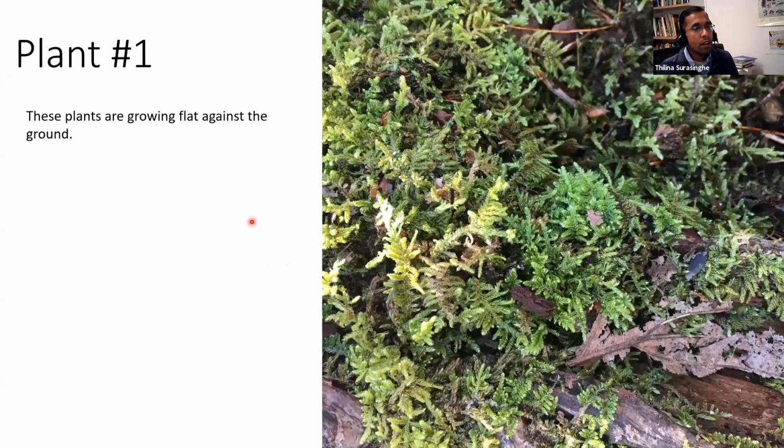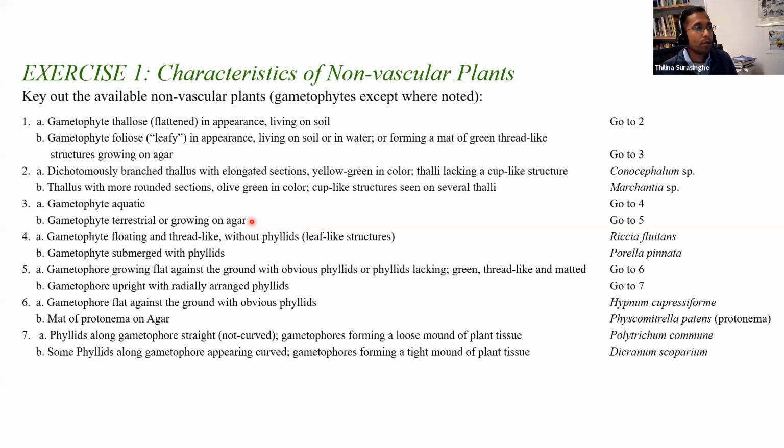Now, let's go back over here. What do you guys think looking at this? It's clearly growing on the ground, not aquatic, right? So in point 3, what are we going, 3A or 3B? Clearly 3B. 3B, very good. Let's go to 3B. It says go to point 5.